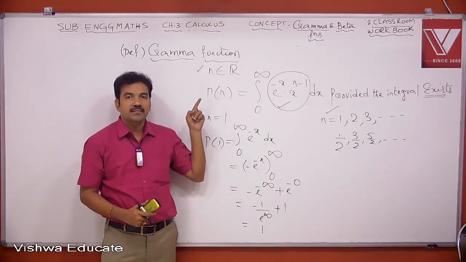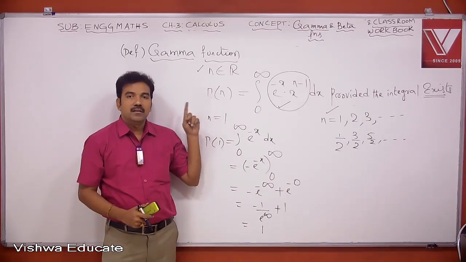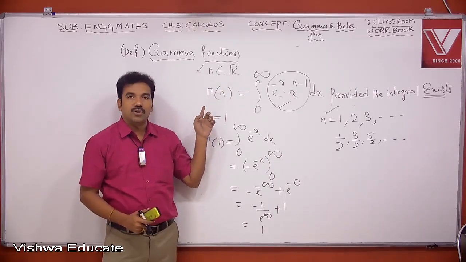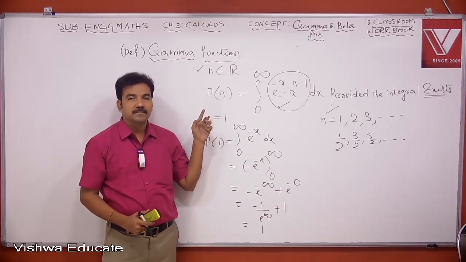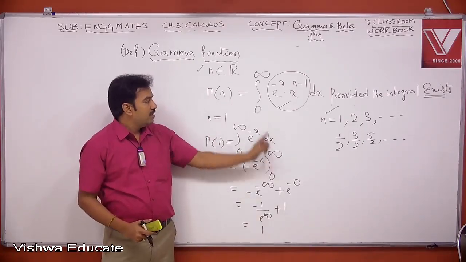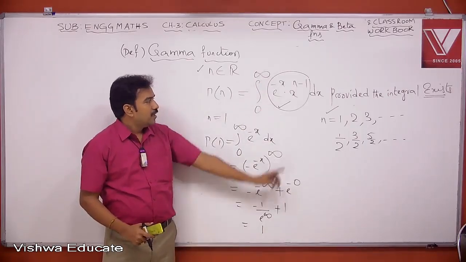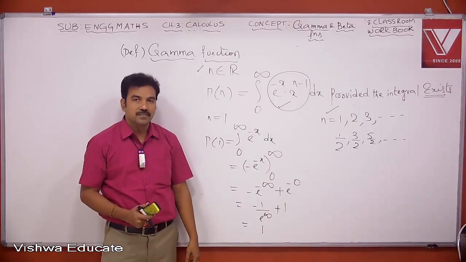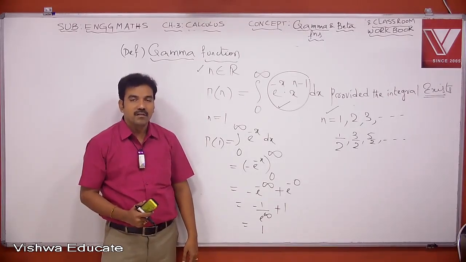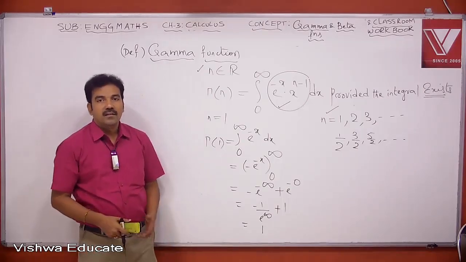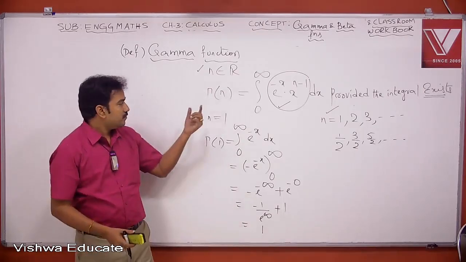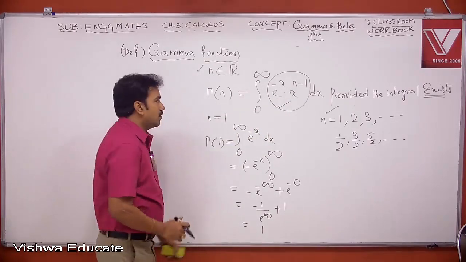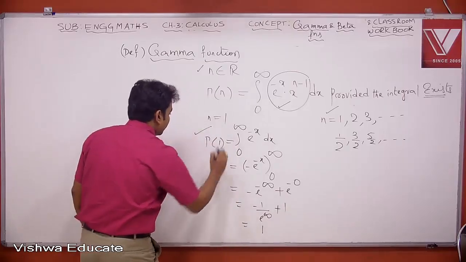Then gamma function for n is denoted and defined as gamma of n equal to integral 0 to infinity e power minus x into x power n minus 1 dx, provided the integral exists. Let n be any real number. Then gamma function for n is denoted and defined as gamma of n equal to this, provided the integral exists. So remember this definition, do this calculation.